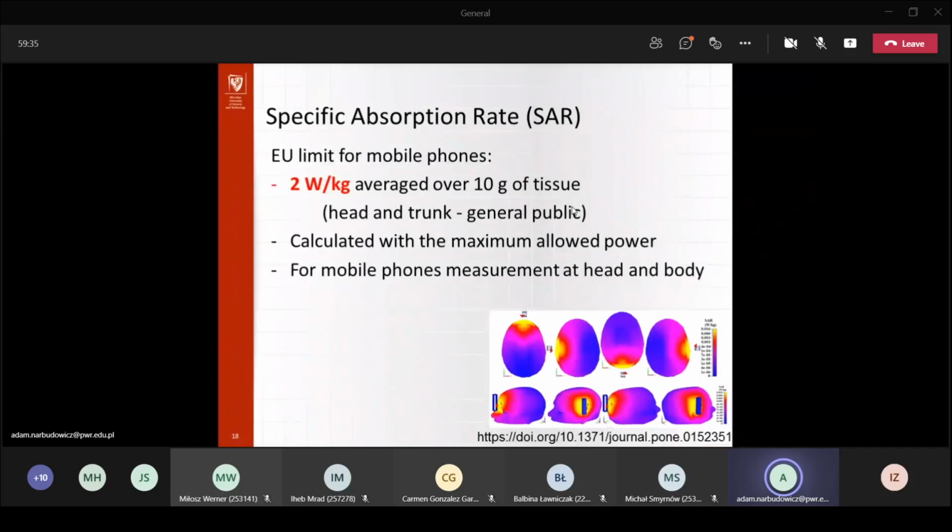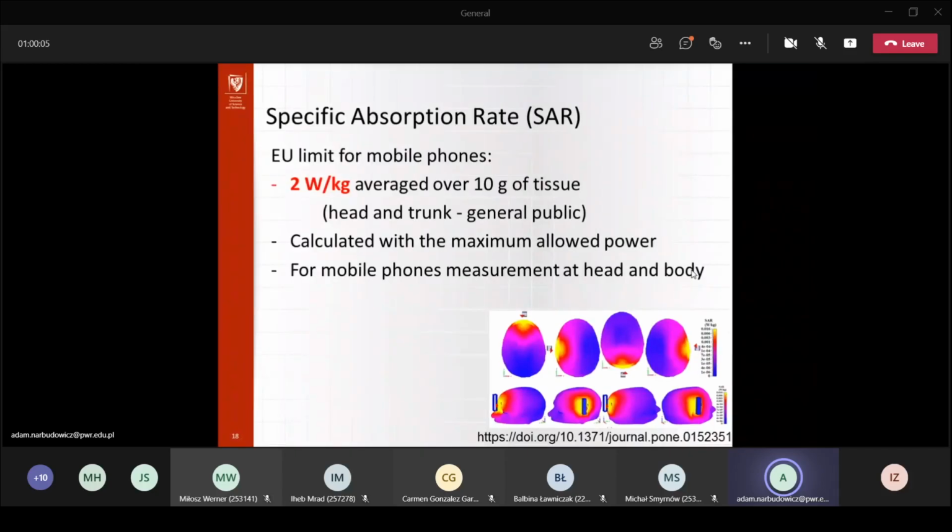And finally, for mobile phones, typical values include two locations for measurement. So one would be placing the phone close to your head, which is pretty much the normal way of how you talk over the phone. And then also in the proximity of the body, typically around hip level.